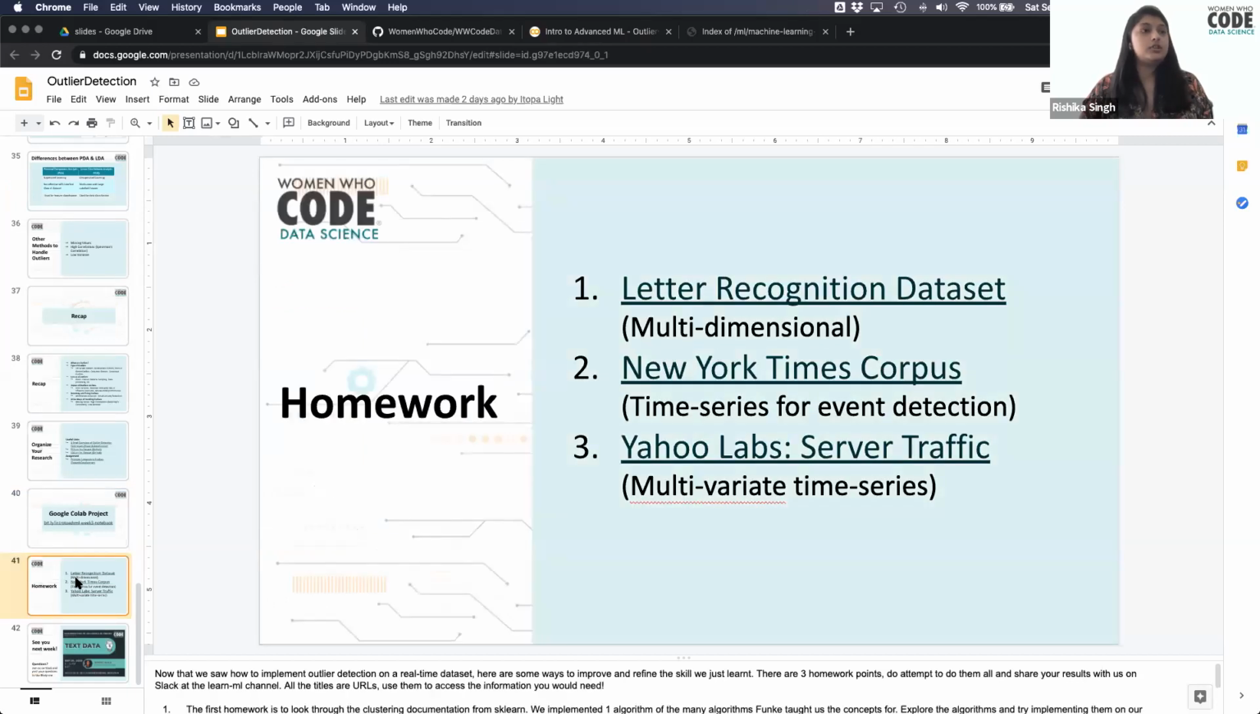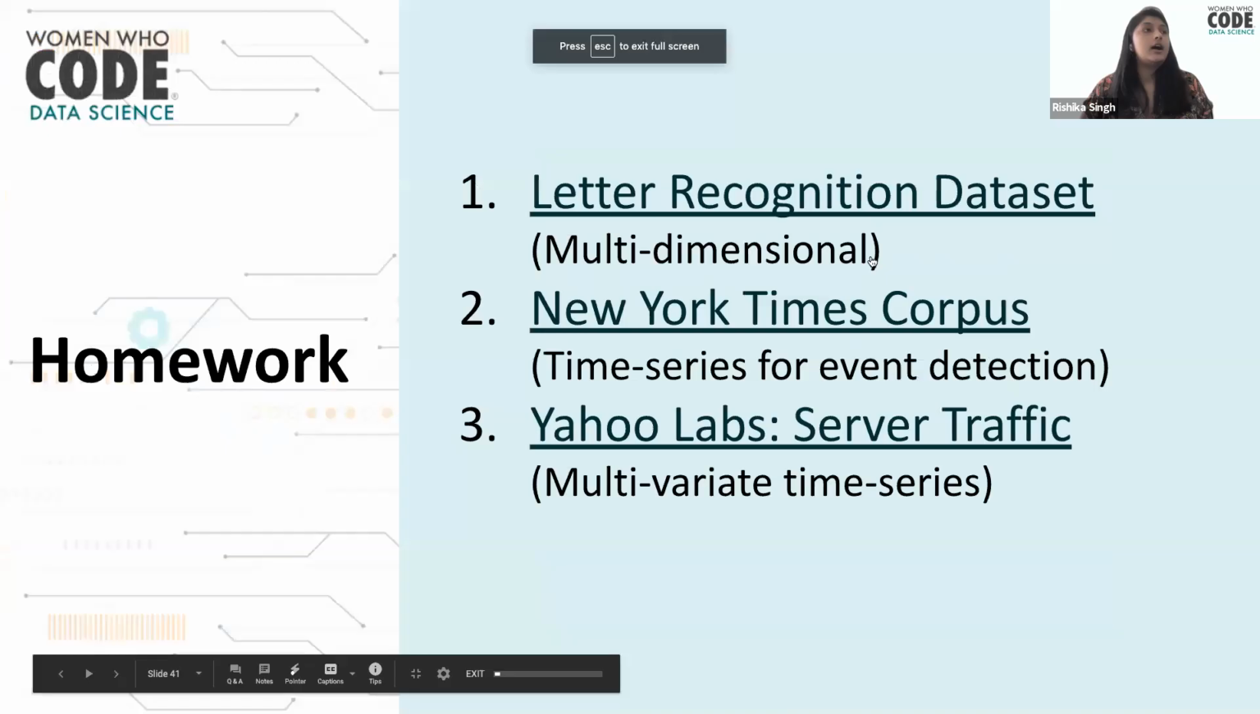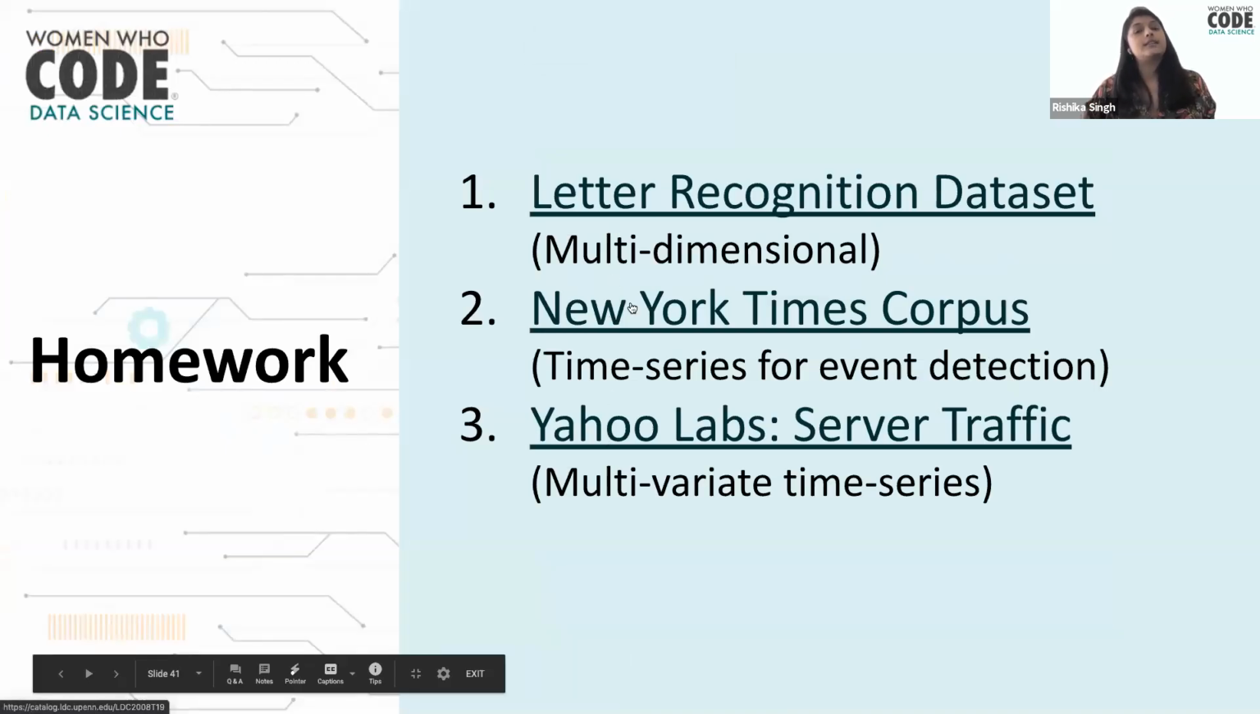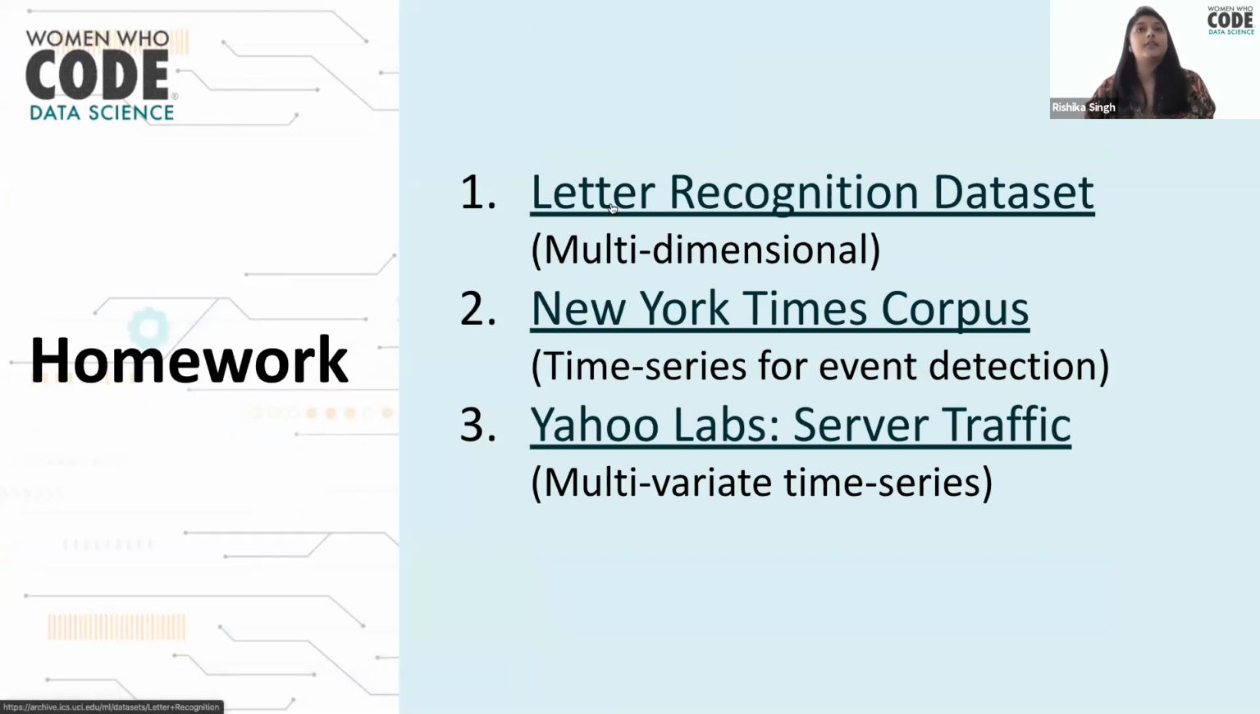But I guess to jump back to the presentation, here are three data sets that all work with slightly different data. So we have a letter recognition data set, which is multidimensional. We have the New York Times corpus, which is just a collection of various New York Times articles. So this is time series data, and this can help with event detection. And then we have multivariate time series data, and this is provided by Yahoo Labs, and it actually goes over some of their server traffic.